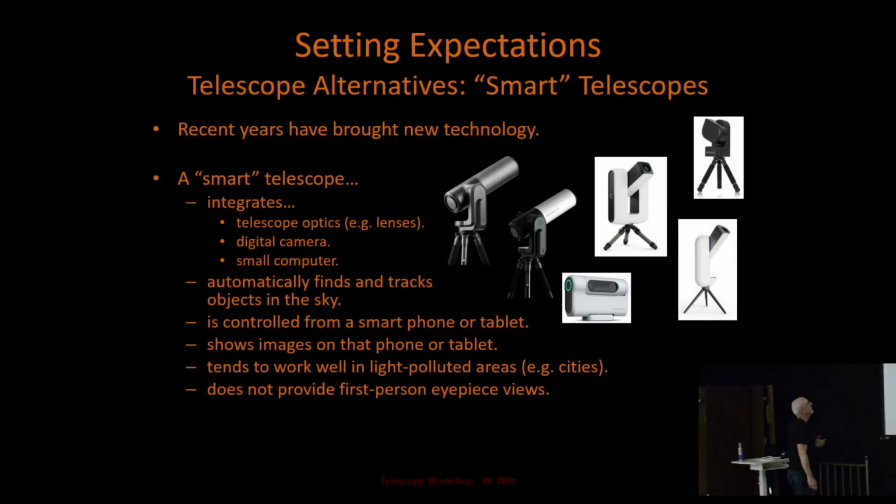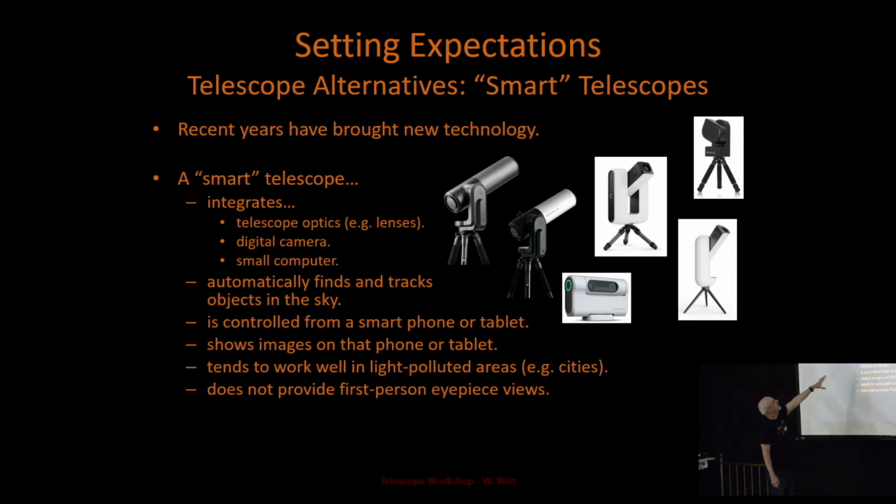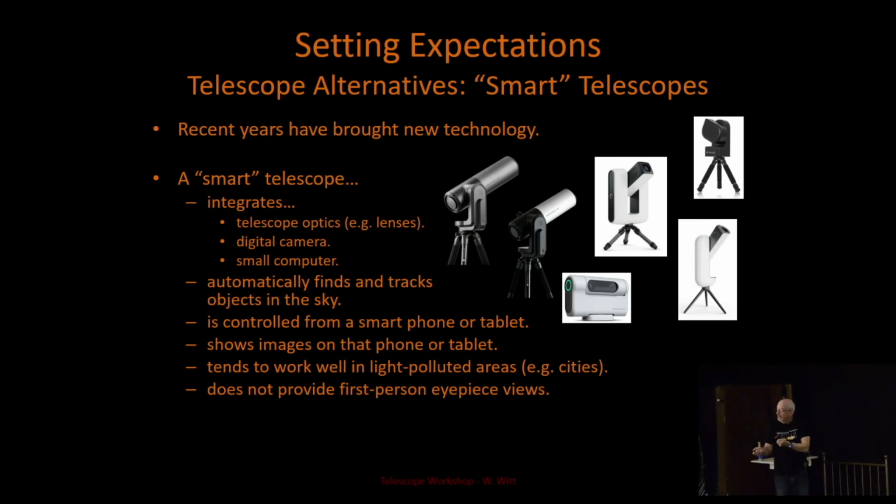And then also, and we'll circle back to this at the end a little bit more, smart telescopes have come onto the market over the last few years. There's a lot of them. We've got one sitting on the table there you can look at later if you want. These are things that integrate telescope optics, digital cameras, and small computers into these devices that can automatically find and track objects for you. You control them from your phone or tablet, and that's where you see the image as well. And they work pretty well in light-polluted areas, like in San Jose City.